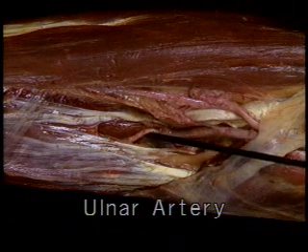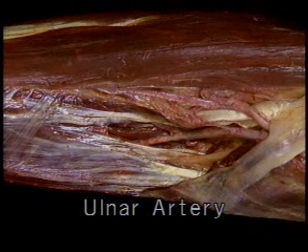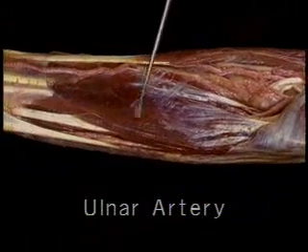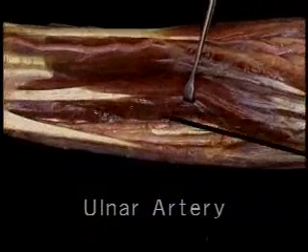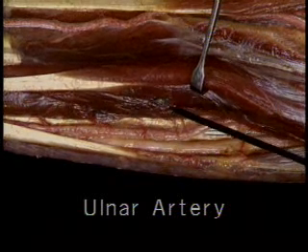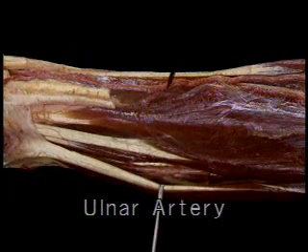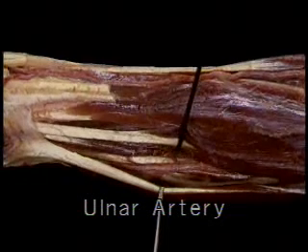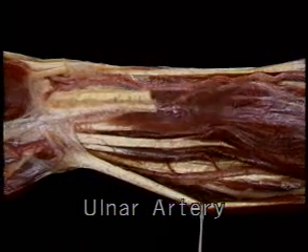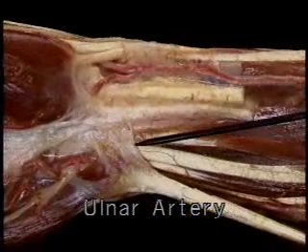It then passes between the two heads of flexor digitorum superficialis. To follow it, we'll go round to the ulnar side of flexor digitorum superficialis and raise it up. Here's the ulnar artery. It runs down the forearm between flexor digitorum superficialis and profundus. In the distal forearm, it emerges, along with the ulnar nerve, between flexor digitorum superficialis and flexor carpi ulnaris. At the wrist, it passes through the tunnel in the side of the flexor retinaculum to reach the hand.